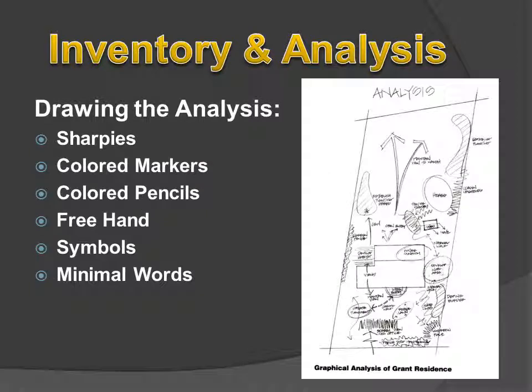All right, and there's what a completed site inventory and analysis should look like. I think this is in the appendix of your books. I had scanned it in a couple of years ago to build this PowerPoint. But use Sharpies, colored markers, colored pencils. It is freehand, so you're not going to take your T-square and triangles and set it up on the back of the tailgate. You're going to do this in the field. And it's minimal words. We're using symbols to help us. But that is the Grant residence. It's in the back of the book, and you guys can take a look at that.